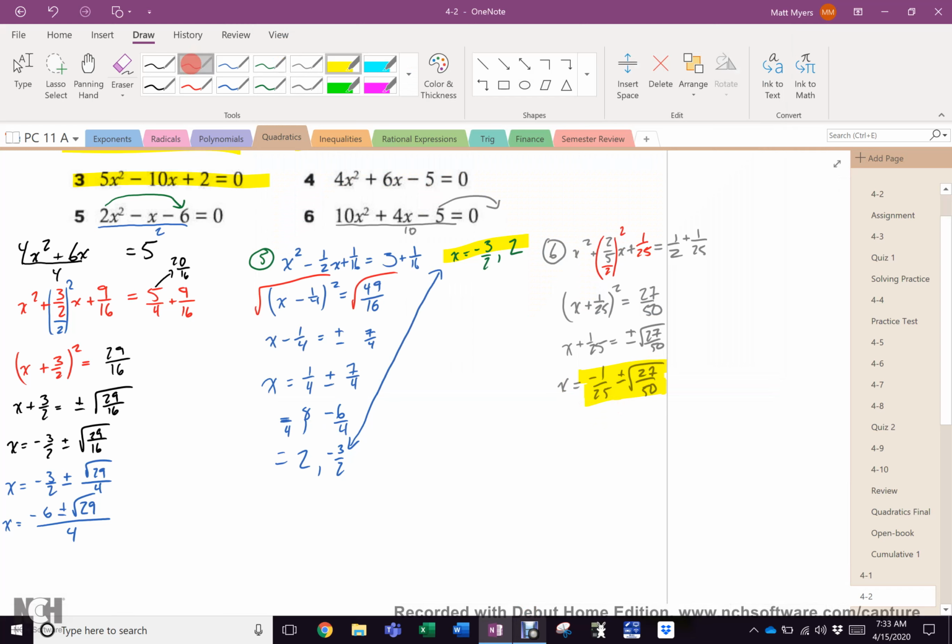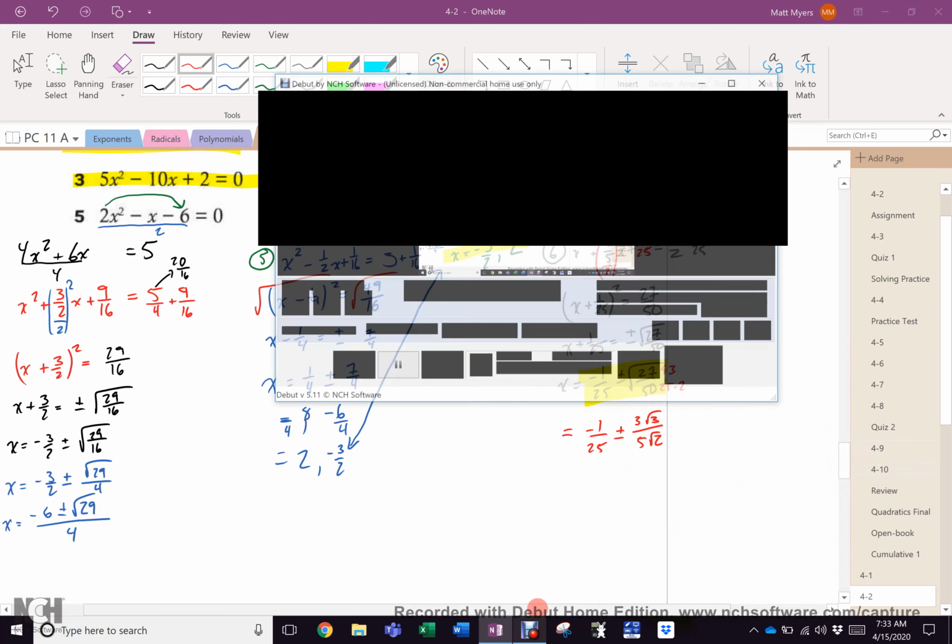All right, so how could we tidy this? Well, that negative 1/25 plus or minus, 27 is 9 times 3, so that's 3√3 over, 50 is 25 times 2, so that's 5√2. Right? So we could have done that. And hopefully everyone's cool. Now, I'm going to find the other page.